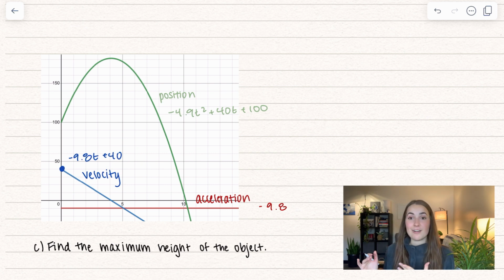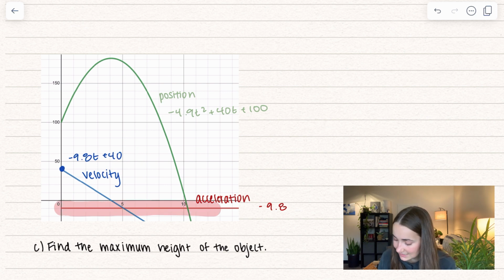Okay, so let's think about concavity first. We know that this is going to be concave down because the second derivative of it is equal to negative 9.8. The second derivative is a negative value, which tells us it's concave down the entire time.